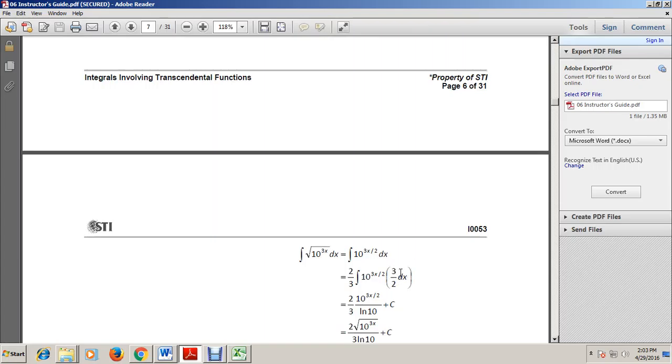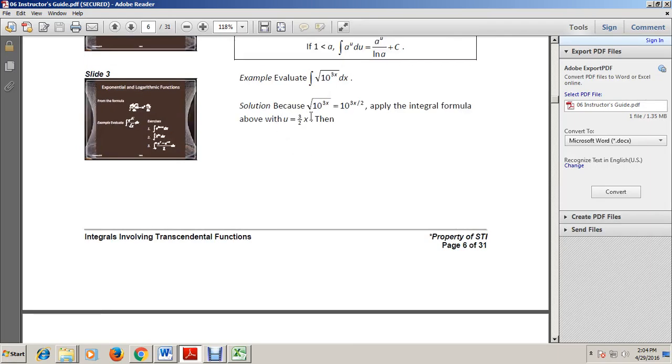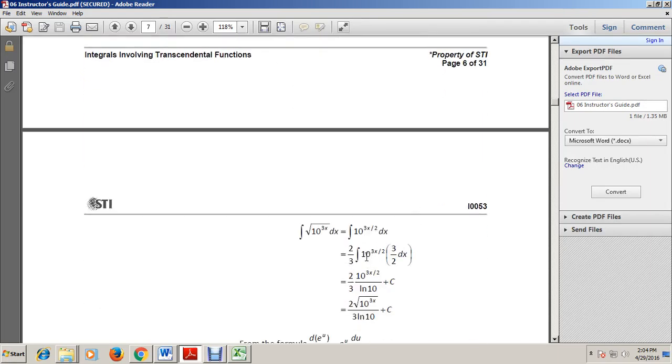As you can see here, this is 3 halves dx. Although it is not seen here, the representation should be that this becomes 10 raised to u du with an introduction of 2/3 in order to maintain equality. Although this is not seen here, I'm inviting you to get your own pen and paper so that you could follow the steps of transition that have been done here.